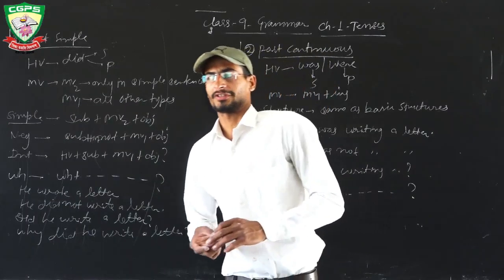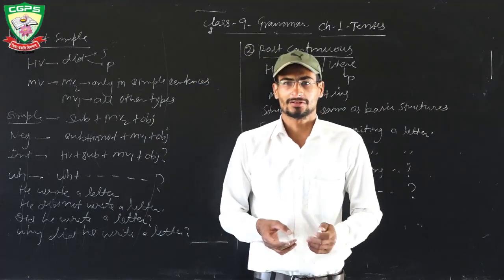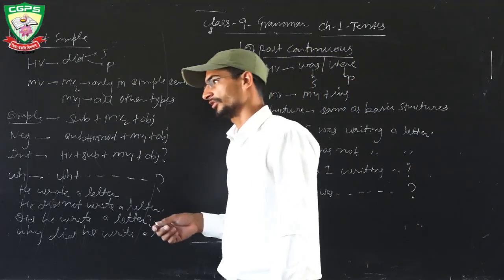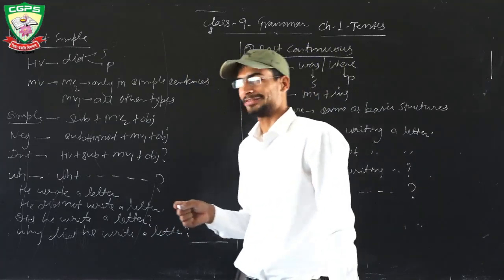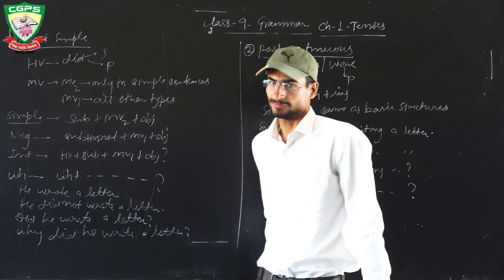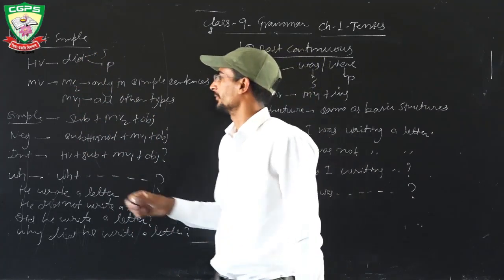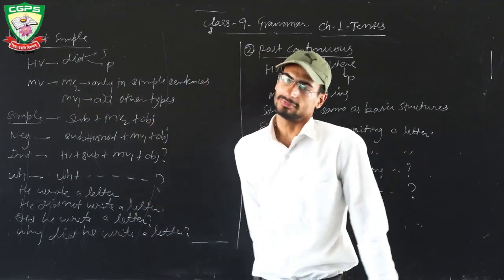Good morning students, in previous lecture we have studied about the present simple, present continuous, present perfect and present perfect continuous tense. Now we will study about past tense. Past simple tense, helping verb is did, which is used for singular as well as plural subjects. Main verb is second form only in simple sentence.